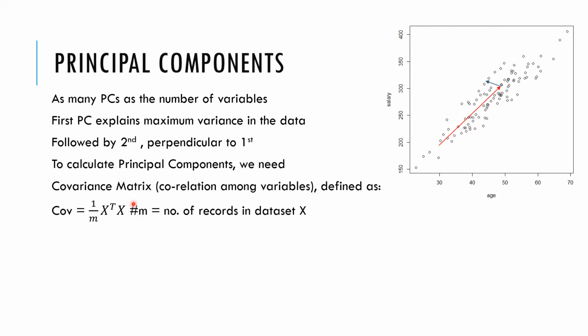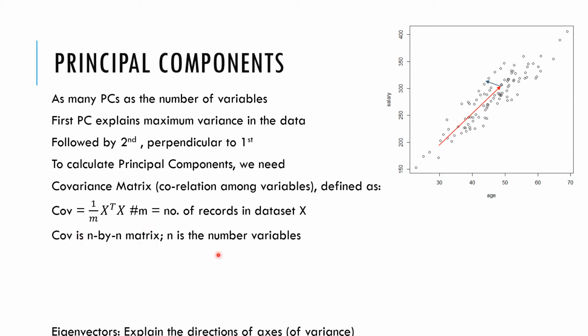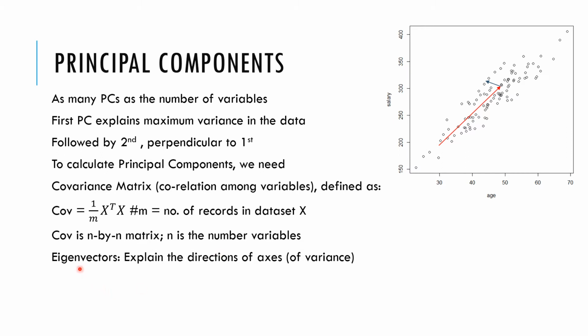So the covariance matrix is defined as 1/m X transpose X, where m is the number of records in the data set X. So X is the data set, m is the number of records. The dimension of this matrix is n by n, right? N is the number of variables. Then once we have this covariance matrix, we calculate eigenvectors. What does an eigenvector do? It basically explains the directions of the axes, the directions of the variance, right? Basically, this is what helps us in finding the principal components.